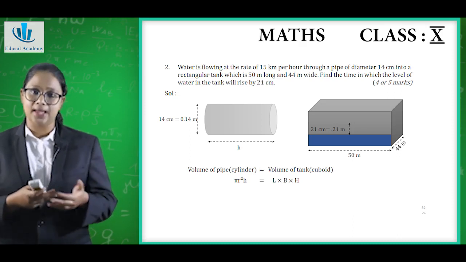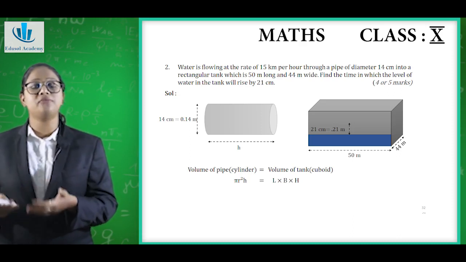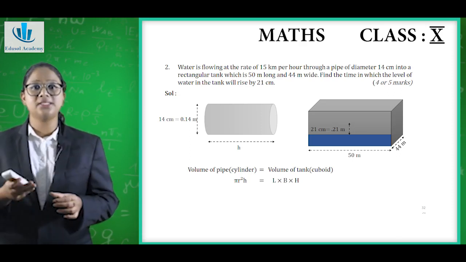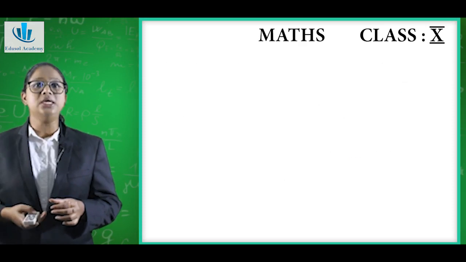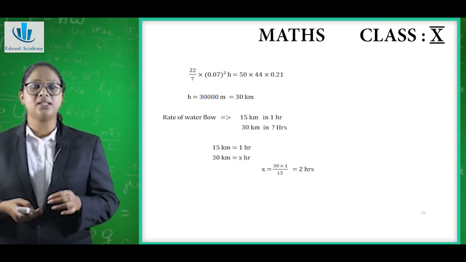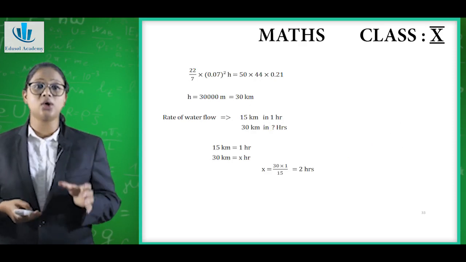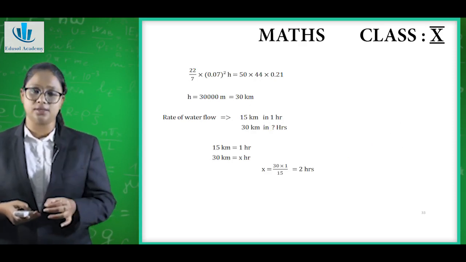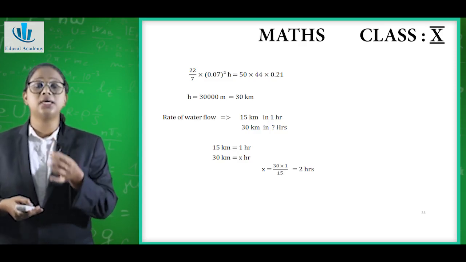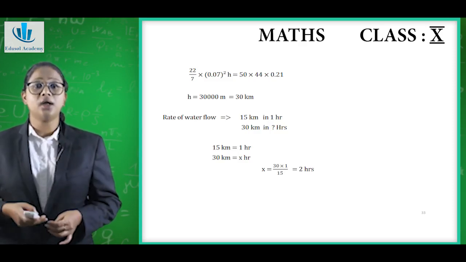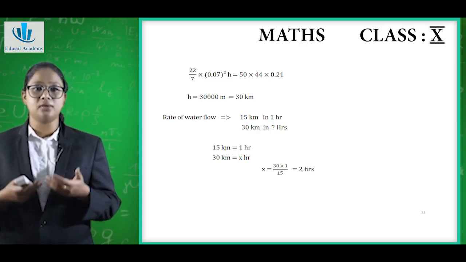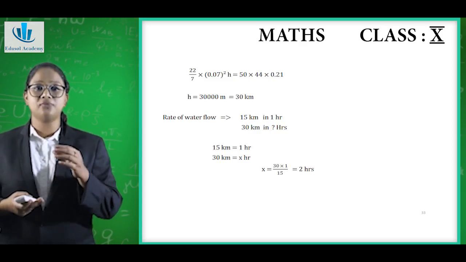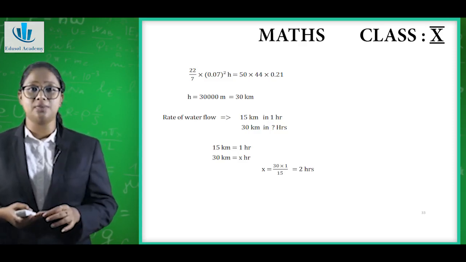So the volume of pipe, that is a cylinder, is equal to the volume of tank, that is a cuboid. So the volume of pipe, pi r square h, is equal to L into B into H. Substituting the values, we get the value of h, that is the length of the cylinder, as 30,000 meter. After conversion, we get 30 kilometer. Now we are not asked to find the length of the pipe. The question is to find the duration it takes for the water level to rise by 21 centimeter.